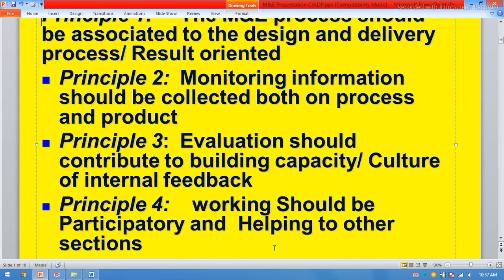Principle 3: evaluation should contribute to building capacity and a culture of internal feedback. Principle 4: working should be participatory and helping to other sections.